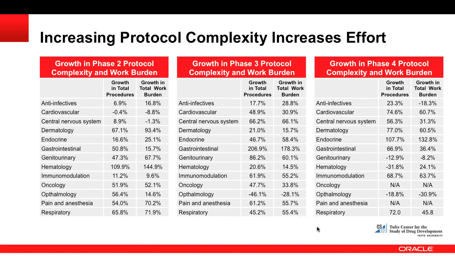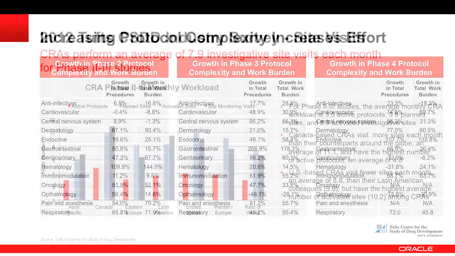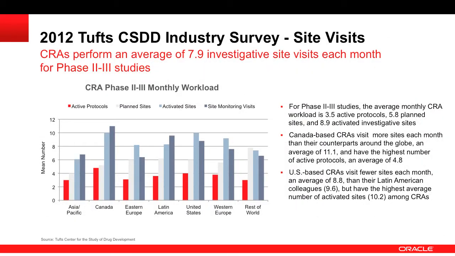You can see by the numbers provided to us by Tufts Center for the Study of Drug Development that over time we have seen an increase in both total procedures and work burden across Phases 2, 3, and 4. A 2012 Tufts CSDD industry survey of site visits provides us with some more detail. CRAs perform an average of 7.9 investigative site visits each month for Phase 2 to 3 studies.